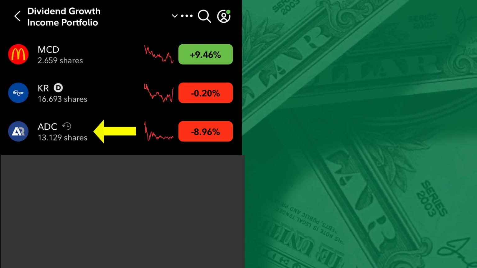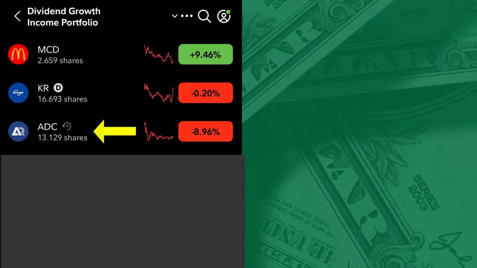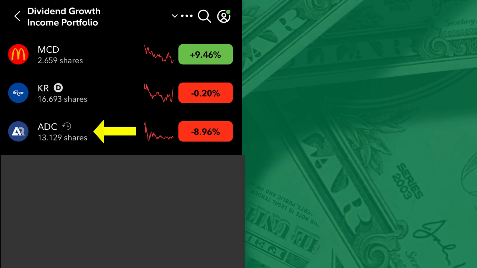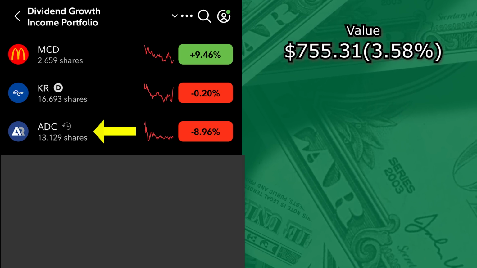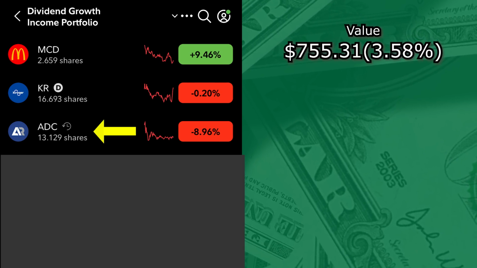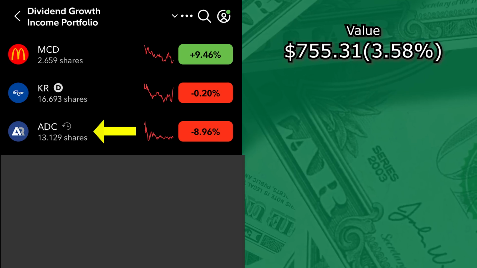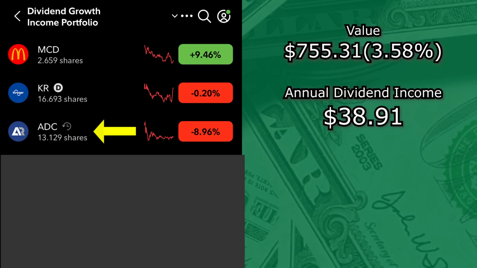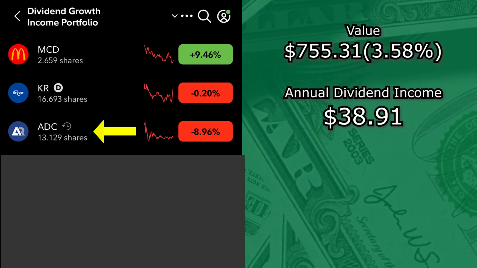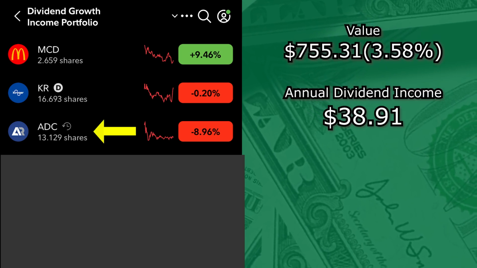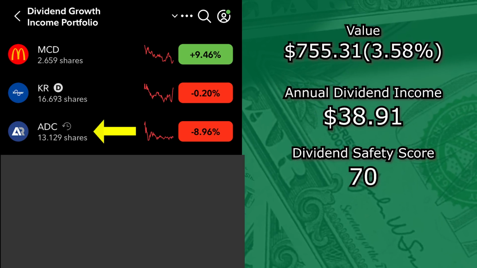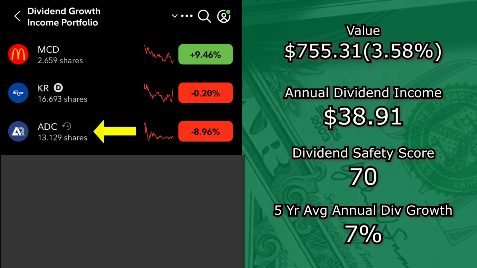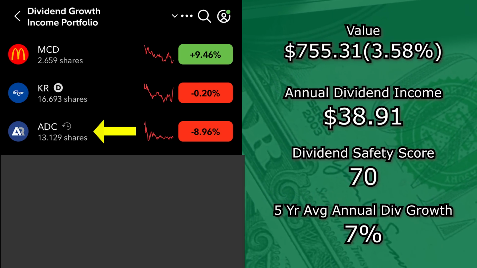Then we have Agree Realty, ticker ADC. This is a real estate investment trust that leases mostly to blue chip retailers like Kroger. I have 13.129 shares of ADC right now, valued at $755.31, making up 3.58% of the portfolio. I'm down about 9% on this investment as REITs have been hit hard lately. It pays me $38.91 annually in dividends, and shares are yielding 5.11%. ADC has a Simply Safe Dividend Safety Score of 70 with a 5-year average annual dividend growth rate of 7%. Over the last year, the dividend has gone up by about 4% with a couple small raises.